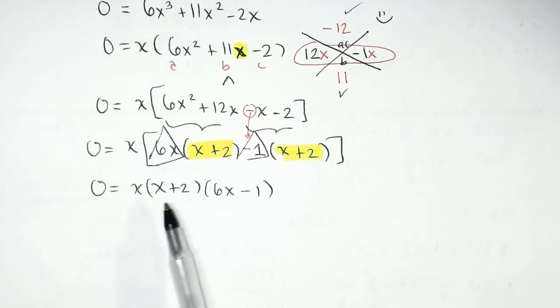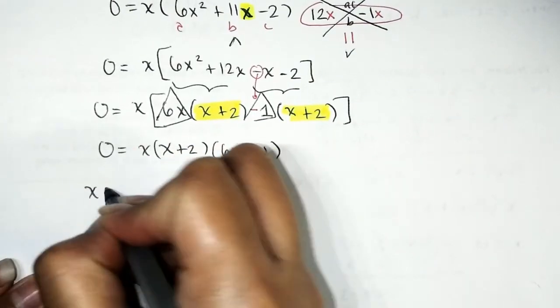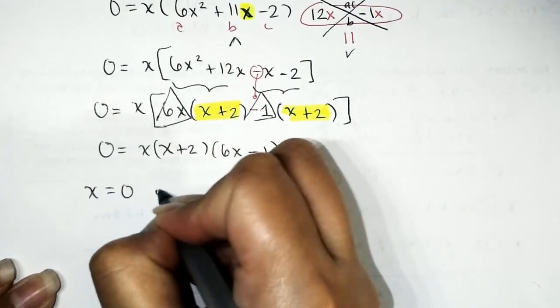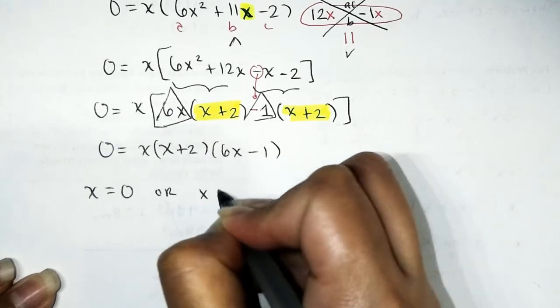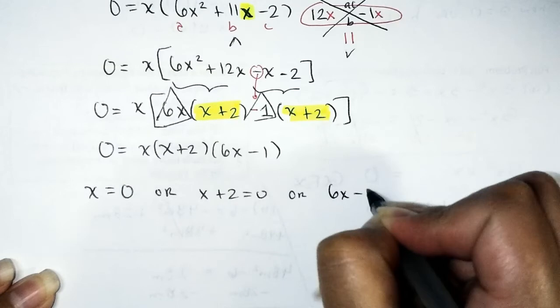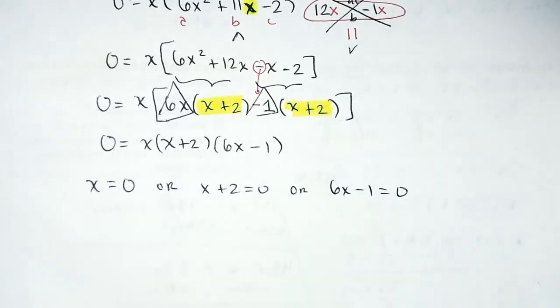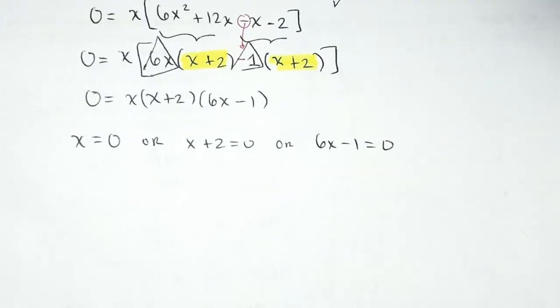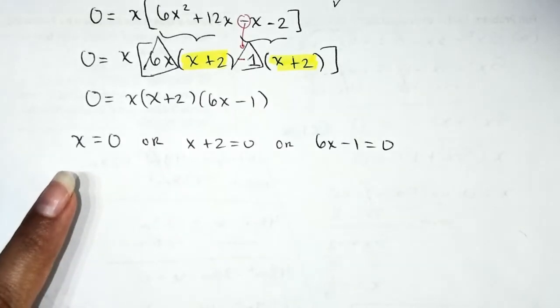Either the first, second, or third factor equals 0. So let's do this. Either the first factor equals 0, or the second factor equals 0, or the third factor equals 0. Okay, so we have 3 equations. Let's go ahead and solve each one and then take the union. The first equation, it's already solved for.